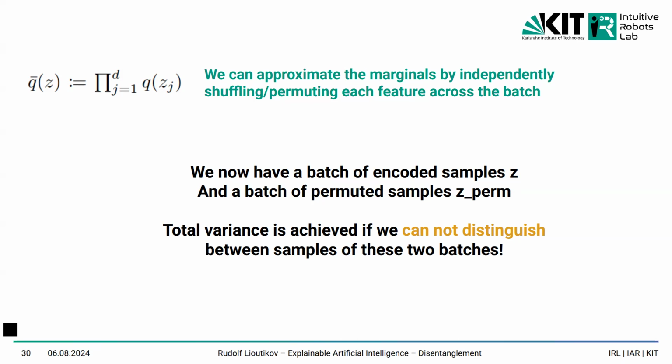Now, if I have my actual encoded sample Z and this approximation, or let's just call it the uncorrelated or the permuted sample, and those two are the same, or I cannot distinguish between them anymore, then that means that Z is uncorrelated. Does it make sense?